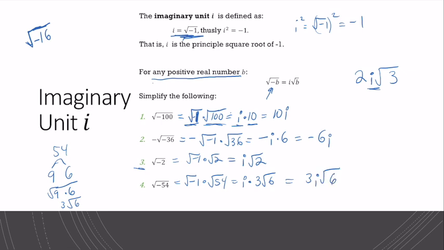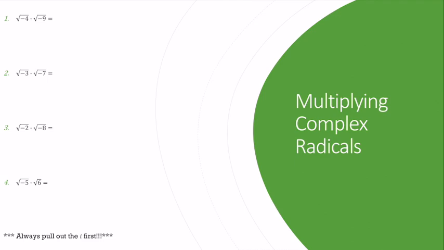When we're working with them, we have to remember that we need to pull out the i first, the imaginary part first. That's really critical. Otherwise, we're going to get a different answer. So the square root of negative 4 becomes i root 4, so just 2i. The square root of negative 9 becomes i root 9, which would be 3i. If I multiply these together, I get 6i squared. Remember, i squared is negative 1.